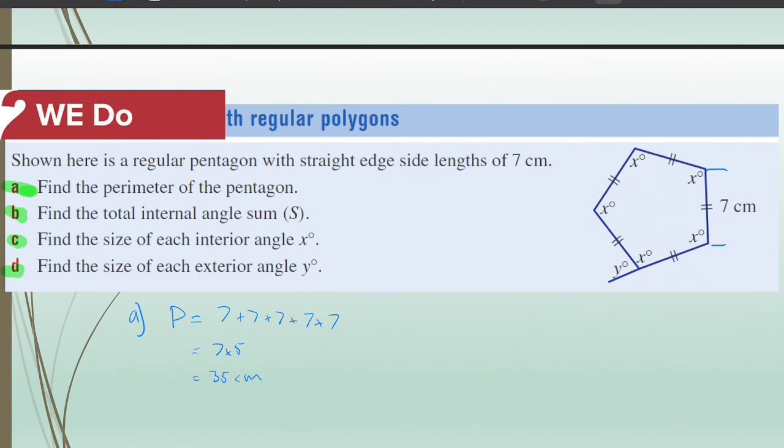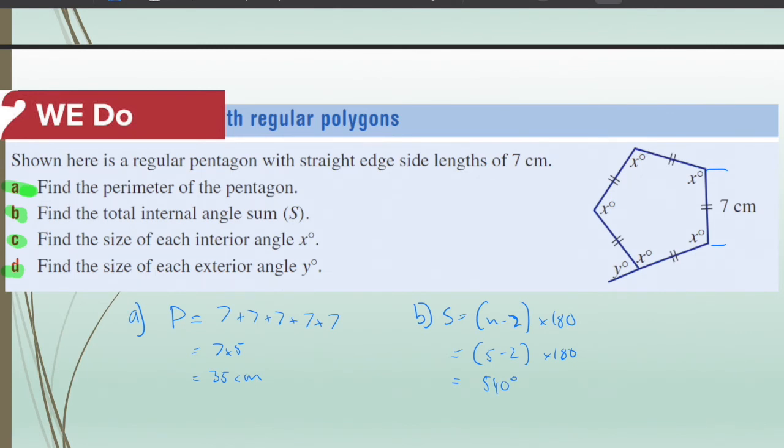Right, the bit we really want to do though is we're going to find the angles. There are 5 sides in this shape, so 5 minus 2 is 3, times 180 is 540.